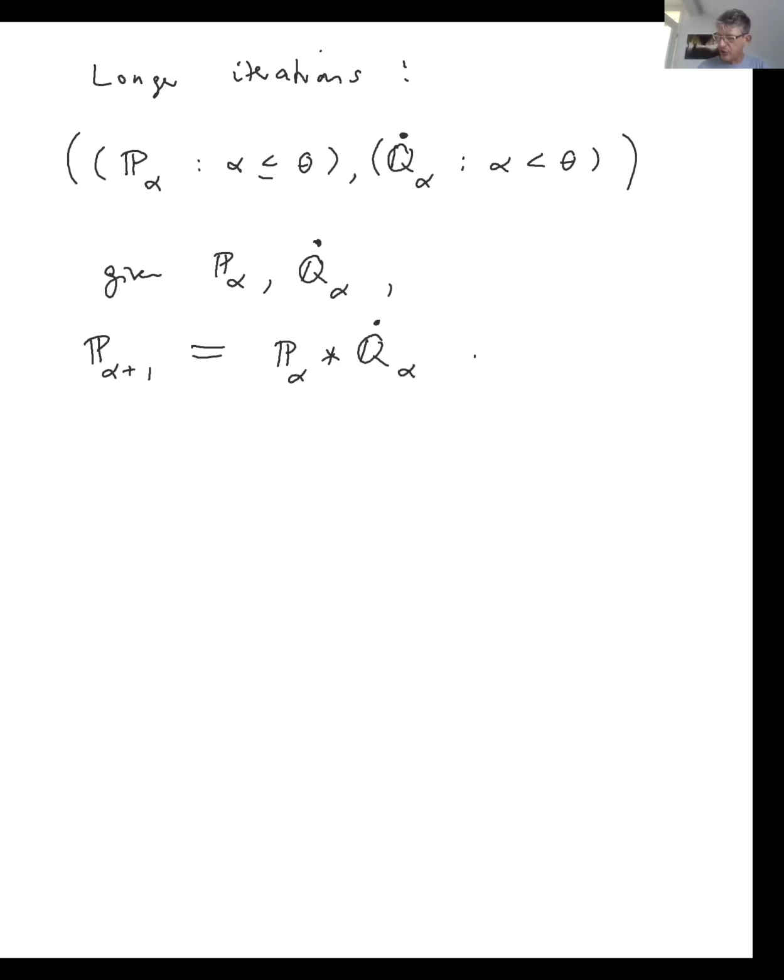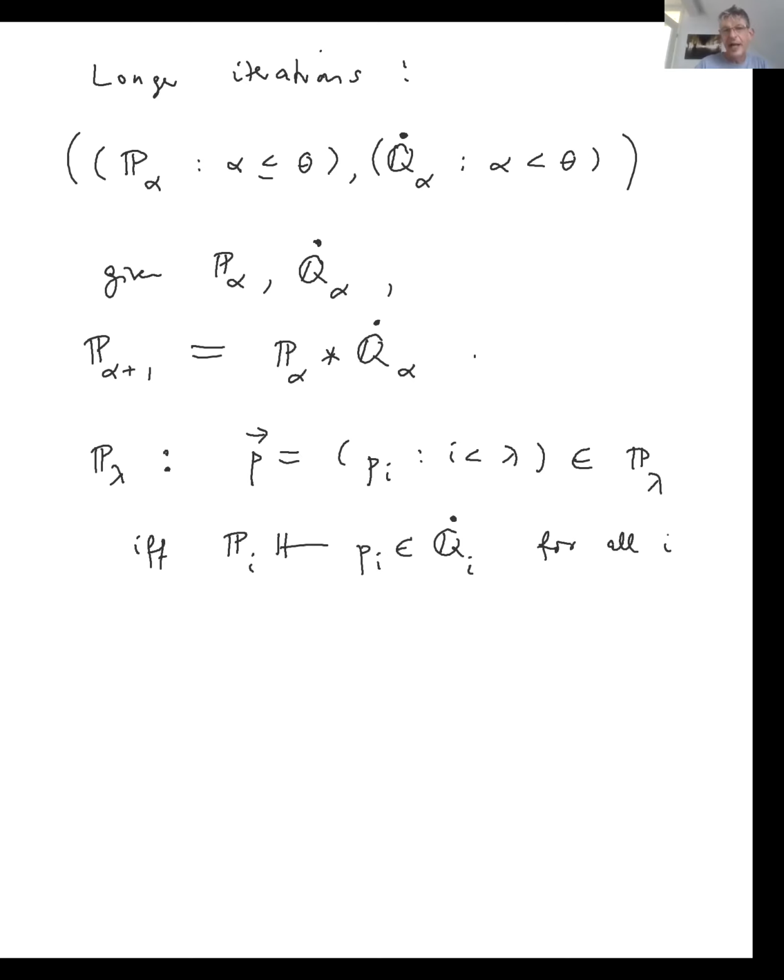The other one is what happens at limit stages. How does P lambda look like? Well, we will say that a P vector, which is just a sequence of P_i's, i less than lambda, is in P lambda if and only if P_i forces that p_i is in Q_i dot for all i. This is the minimum requirement you can make. And usually, in order for things to work out, and in order that you can prove some iteration theorems, for instance that iterations of nicely behaved forcings are again nice, you want to impose further requirements.